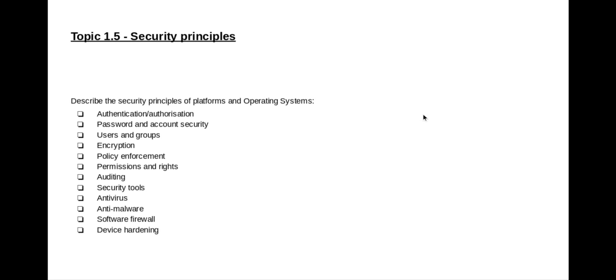The next topic, 1.5, is around security principles involved in various platforms and operating systems. So it could be to do with a server, it could be to do with a tablet, a mobile phone, or a simple laptop or desktop. So the topics are authentication and authorization, password and account security, users and groups, encryption, policy enforcement, permissions and rights, auditing, security tools, antivirus versus anti-malware, software firewalls and device hardening.